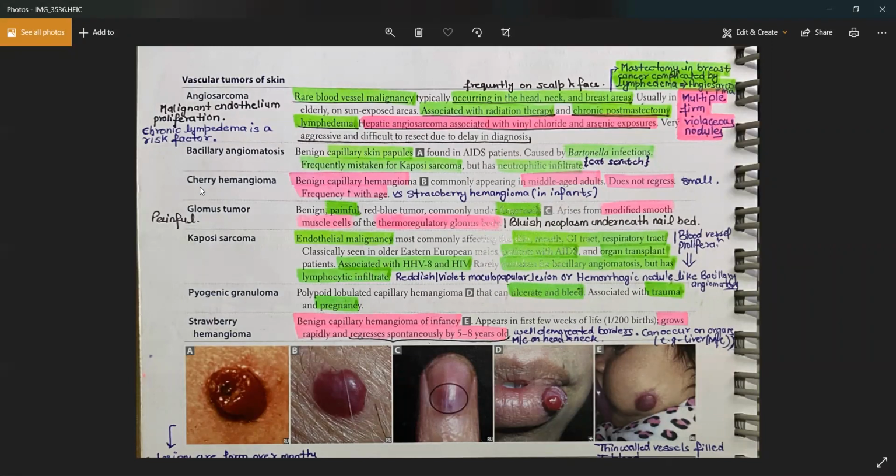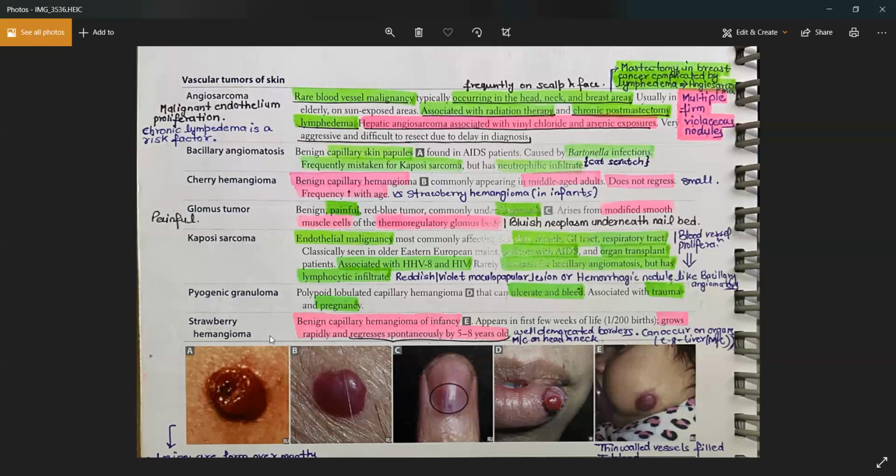Then you have the cherry hemangioma, and this is seen in middle-aged adults. It is also a capillary hemangioma, a benign tumor. And please note, with age this tumor expands and increases in size as well as in frequency. Similar to the cherry hemangioma, you also have the strawberry hemangioma.